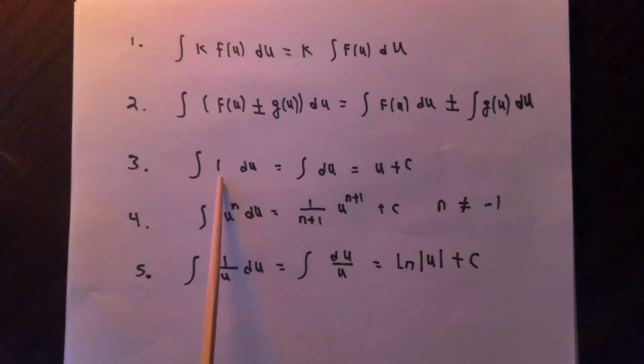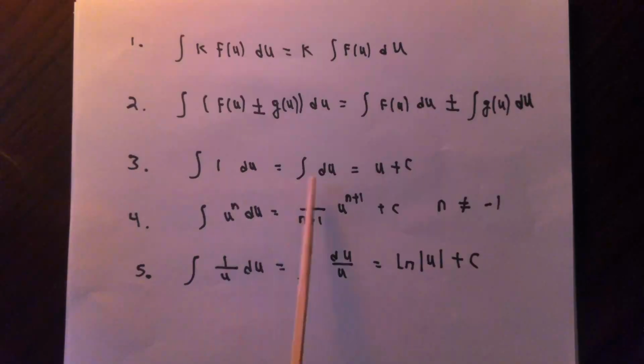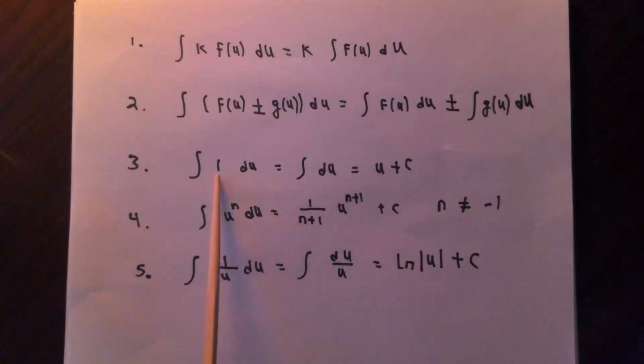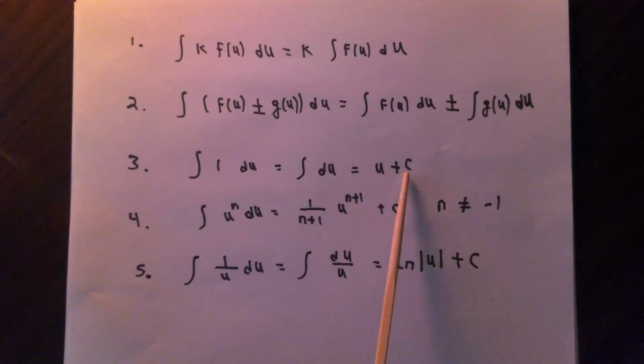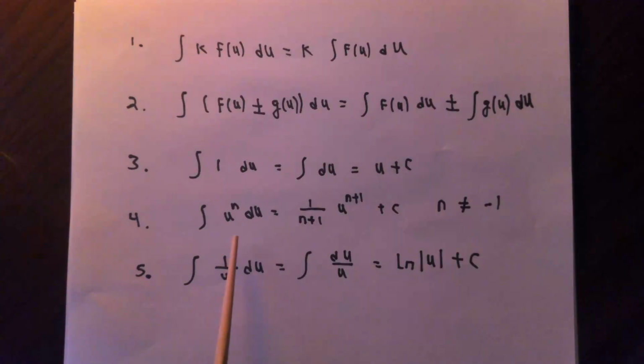The integral of the constant function 1 with respect to u, which some people would write as the integral du, thinking of this as being 1 times du. This integral is the variable plus the constant of integration c. In this equation, the n is supposed to be a constant number. It doesn't depend on the variable. And this formula will always work except when n is equal to -1.